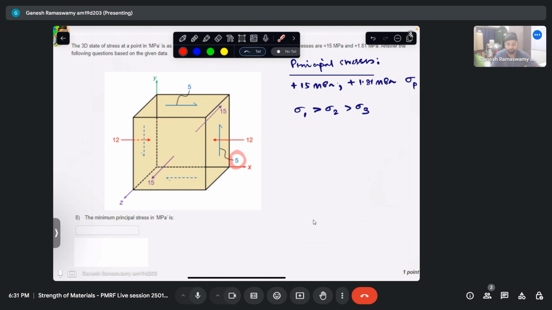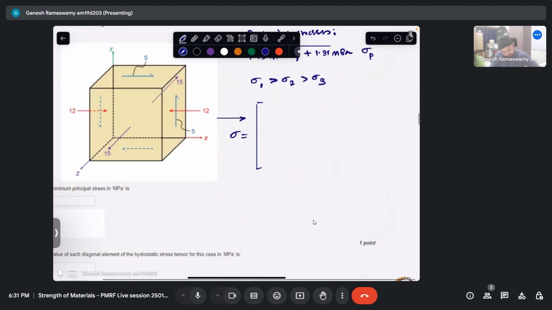So from the stress cube, what is it that I can interpret? For the stress tensor, if I were to populate this, I know that sigma xx is minus 12, tau xy is this quantity, which is 5. And I know that my stress tensor is symmetric, so two quantities I can populate. Now, on the face x, is there any shear in the z direction? There is no shear, therefore it is 0.